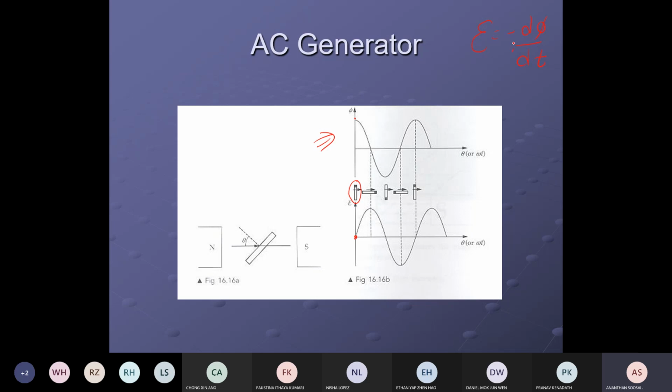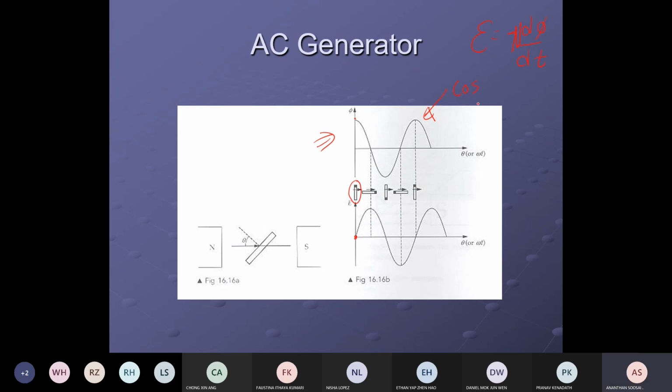Sometimes they put the N outside here, negative N d psi over dt. EMF is the rate of change of magnetic flux linkage. So you see the diagram of flux. The flux, what shape, what graph is that? It's a cos graph, cosine graph. So flux is a cosine graph. EMF is going to be what graph? So you differentiate the flux, right?